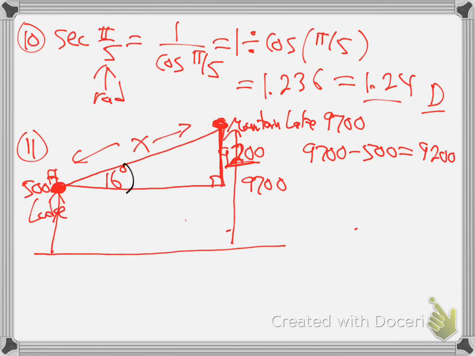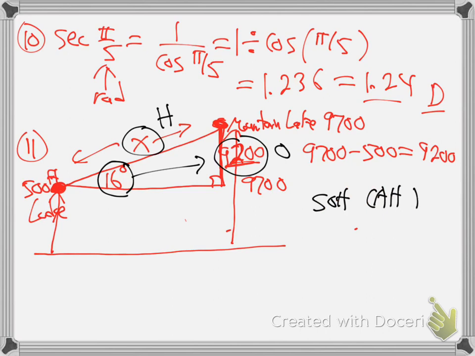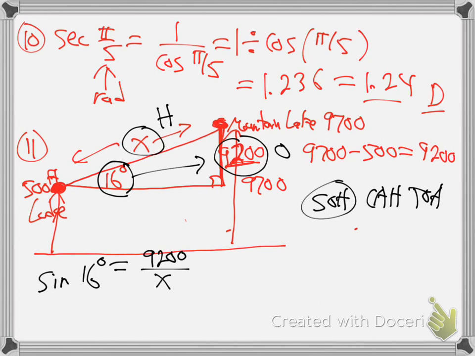Well, from this angle, I want some kind of trig function, sine, cosine, or tangent, that's going to involve this side, and of course the 16-degree angle. What connects those three? Well, this is opposite, and this is hypotenuse. So remember SOHCAHTOA. What is opposite over hypotenuse? Sine. So the sine of 16 degrees is opposite 9,200 over the hypotenuse, x.